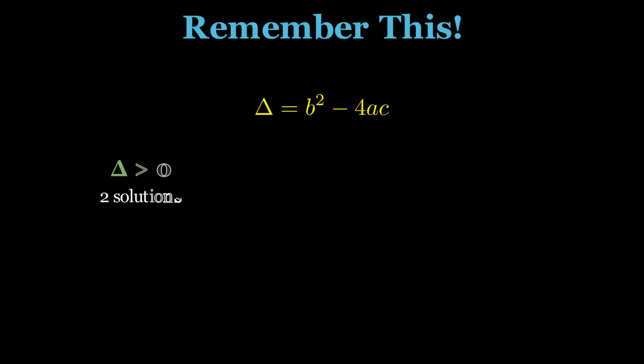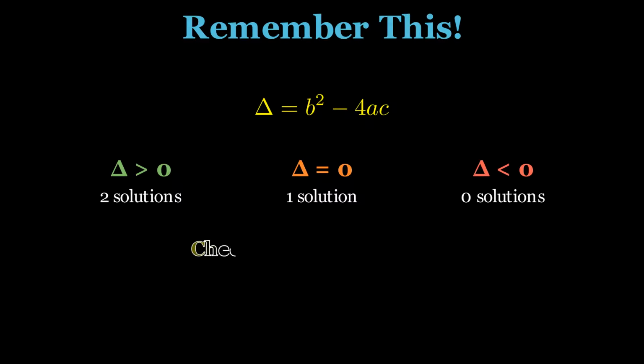Remember, delta equals b squared minus 4ac. Positive delta, 2 solutions. 0 delta, 1 solution. Negative delta, no real solutions. Always check the discriminant before solving. It saves time in exams and tells you what to expect. Master this.